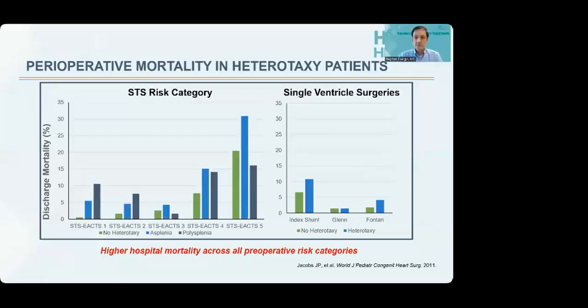And then among patients undergoing single ventricle palliation, shown over on the right, patients with heterotaxy had higher postoperative mortality after both the index shunt and the Fontan operations. These data would suggest that there's something independent of the severity of the heart disease that places patients with heterotaxy at increased risk in the postoperative period.